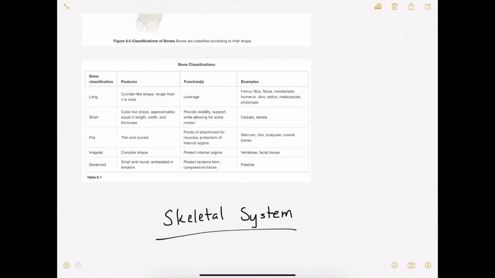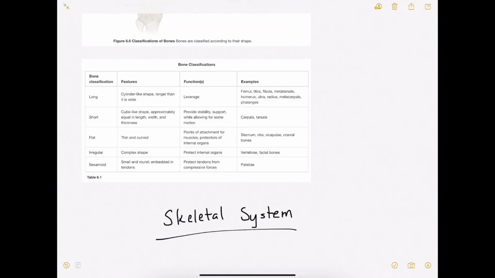Long bones are more cylinder-like in shape, and they're longer than they are wide, and the function is for leverage. An example of a long bone is our femur, which is our thigh bone, or our humerus, which is our long arm bone. So these are very long bones, right? They're cylinder-like in shape, and they're longer than they are wide.